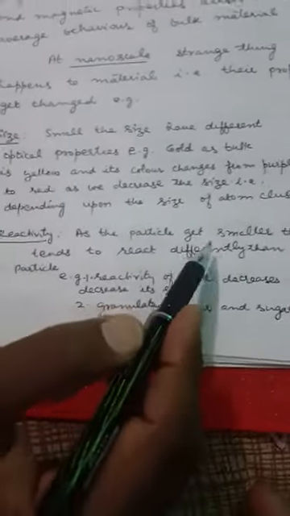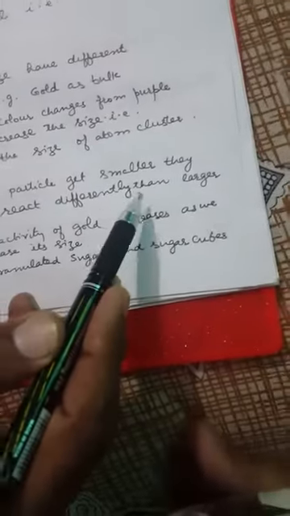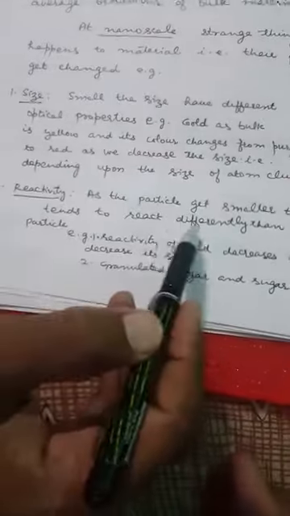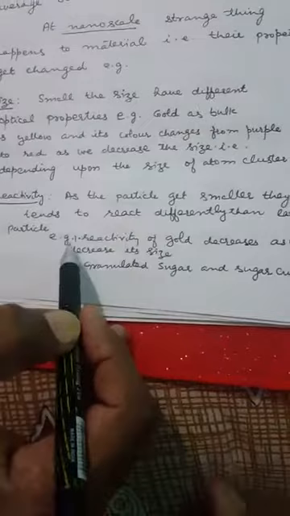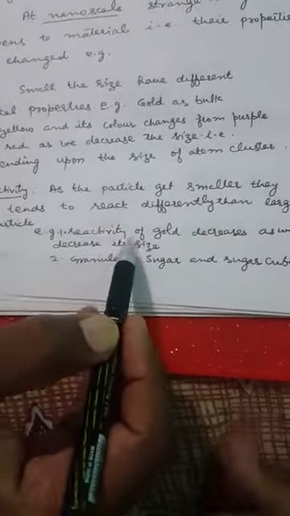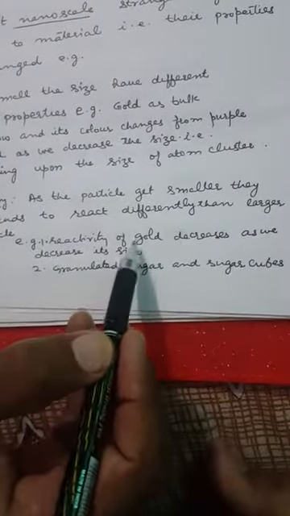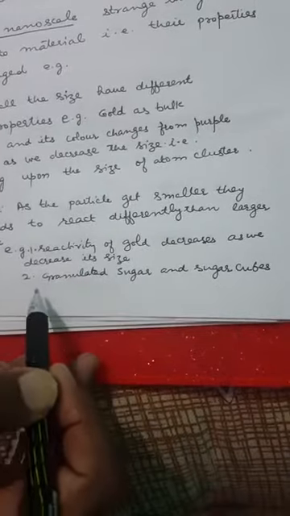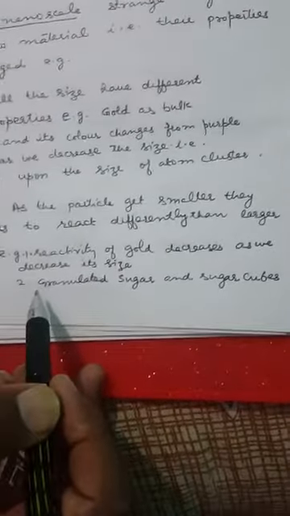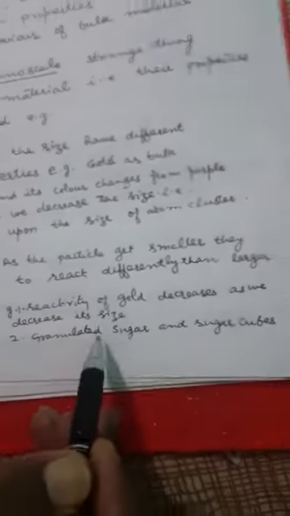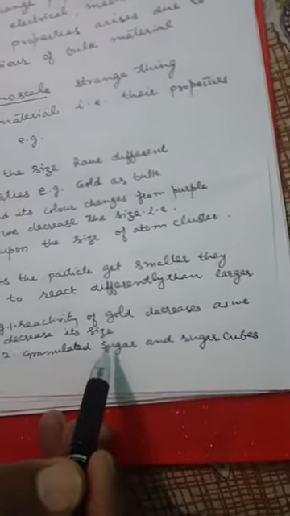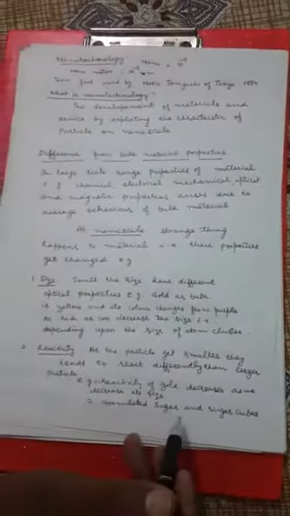Secondly, the reactivity. As the particles get smaller, they tend to react differently as compared to larger particles. For example, the resistivity of gold decreases as the size decreases. Number two, granulated sugar, the sugar with which we make tea, versus ordinary sugar and ice cubes, there is a difference in reactivity.